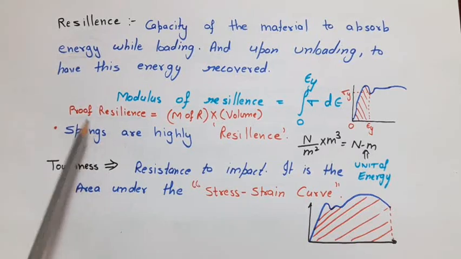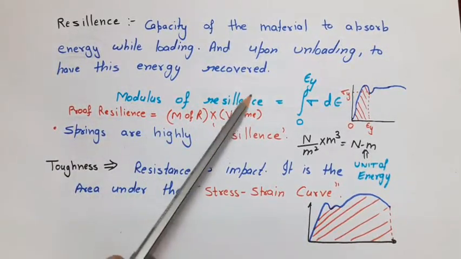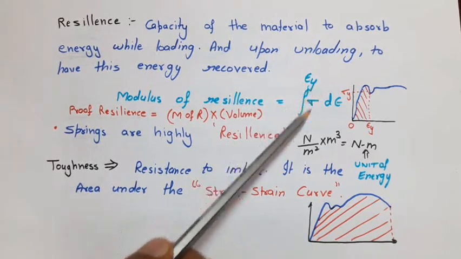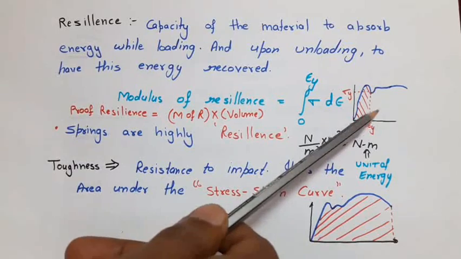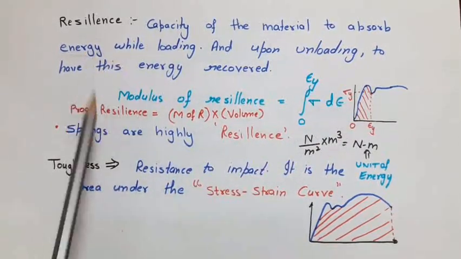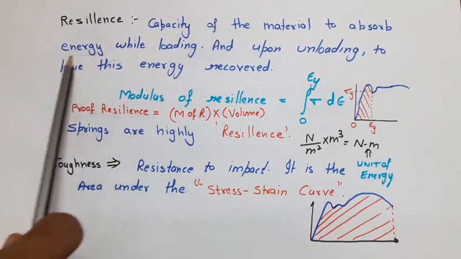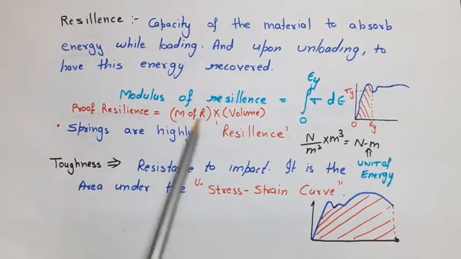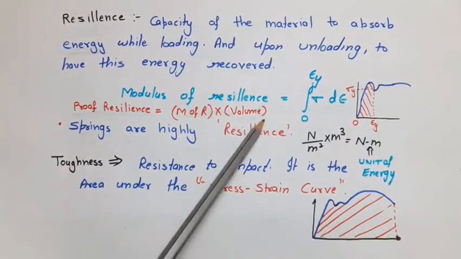Mathematically, we described a term, modulus of resilience, which is the area under the stress-strain curve up to the yield point. We also described one more term, proof resilience, having the unit of energy, and it is equal to the modulus of resilience multiplied by the volume of the material.